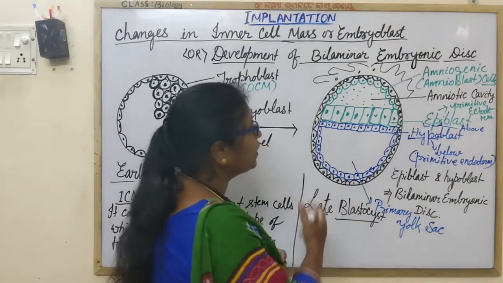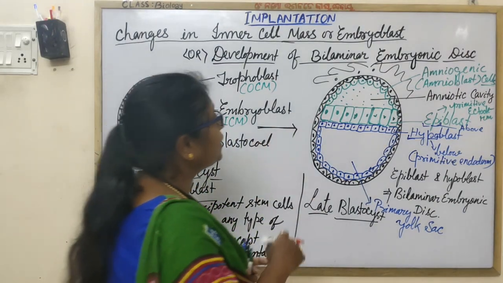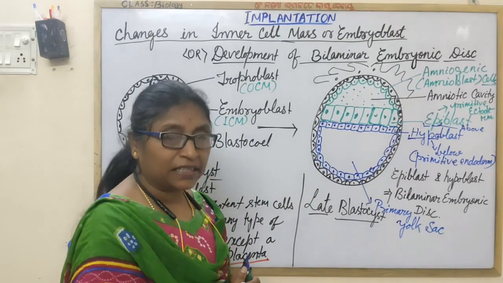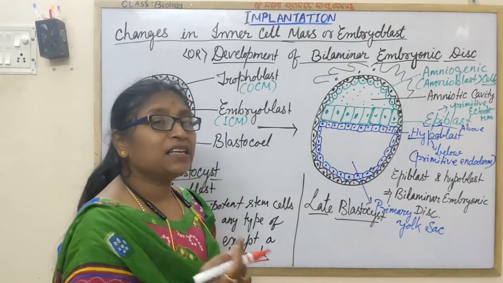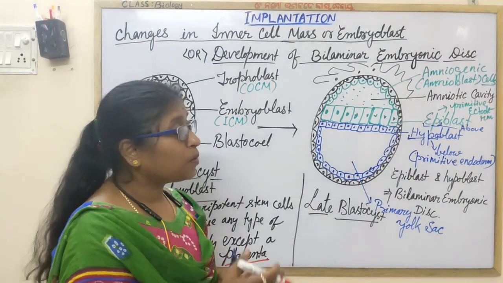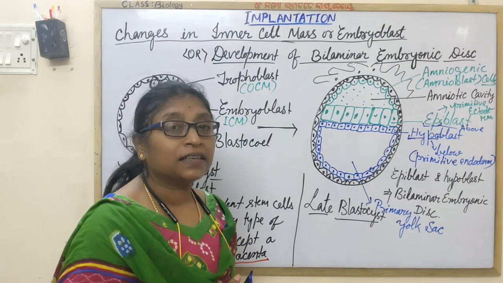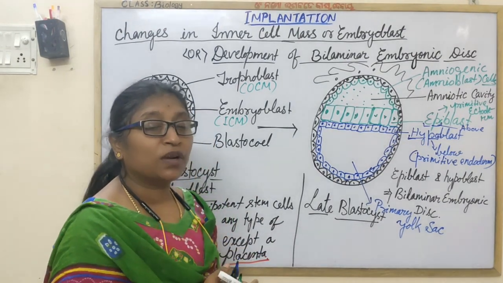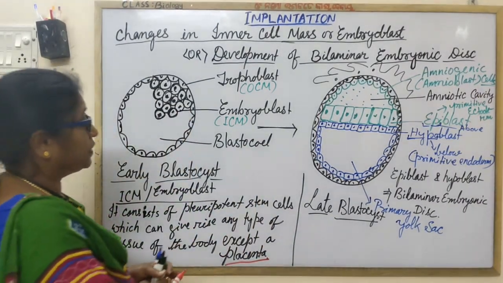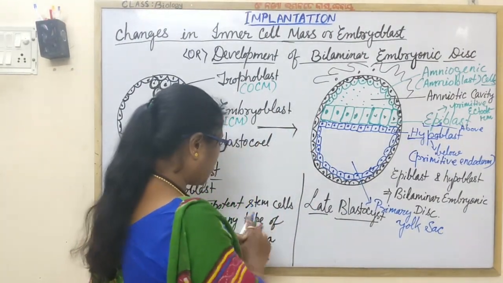Now this bilaminar embryonic disc, when it is transformed into a trilaminar disc, forms the primary germ layers, that is ectoderm, endoderm and mesoderm. That transformation of the trilaminar disc from the bilaminar disc occurs through a process called gastrulation. We will study it afterward.